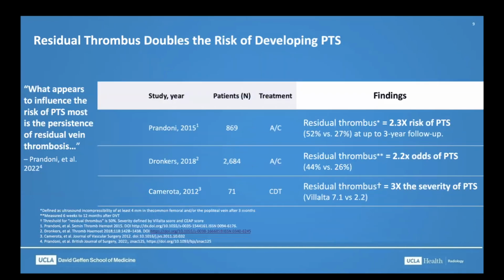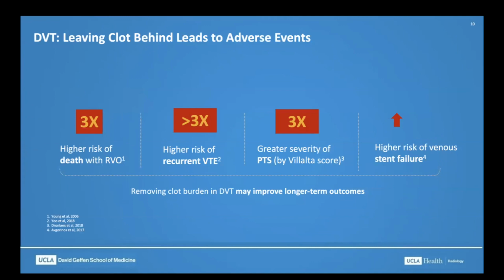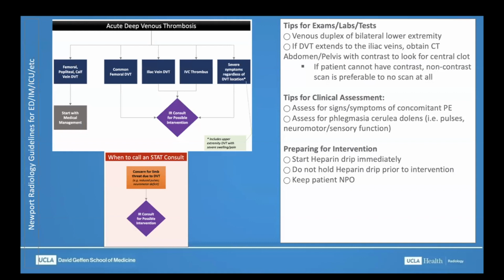And when you have residual vascular obstruction, your risk of post-thrombotic syndrome goes up by 2.2 to 3 times over. You have a higher risk of recurrent VTE, you have a higher risk of, if you place a stent in a patient, a higher risk of stent failure, and essentially, like I said, 3 times higher risk of post-thrombotic syndrome. So what is our current algorithm?